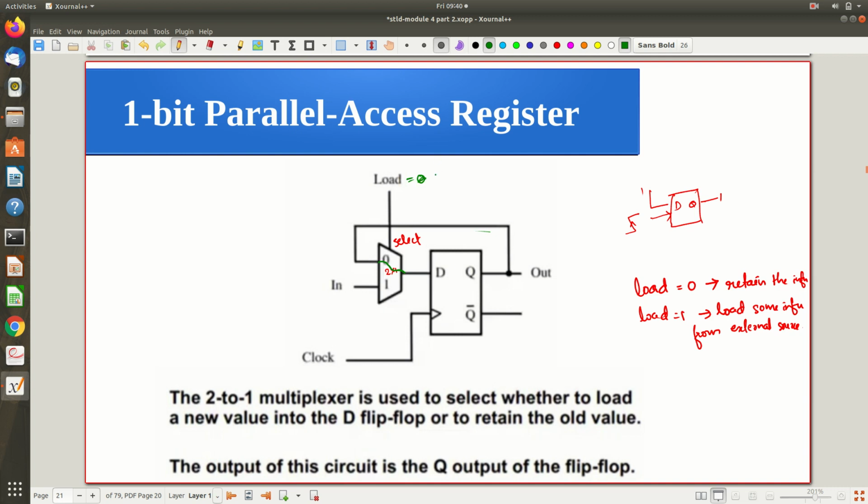Now if you are giving this load is equal to 1, this will be selected in the output, not this. Okay, and that time I will try to feed the external input to the circuit. Okay, so now it's clear, right? And the rest of the things are just like what we have seen already.